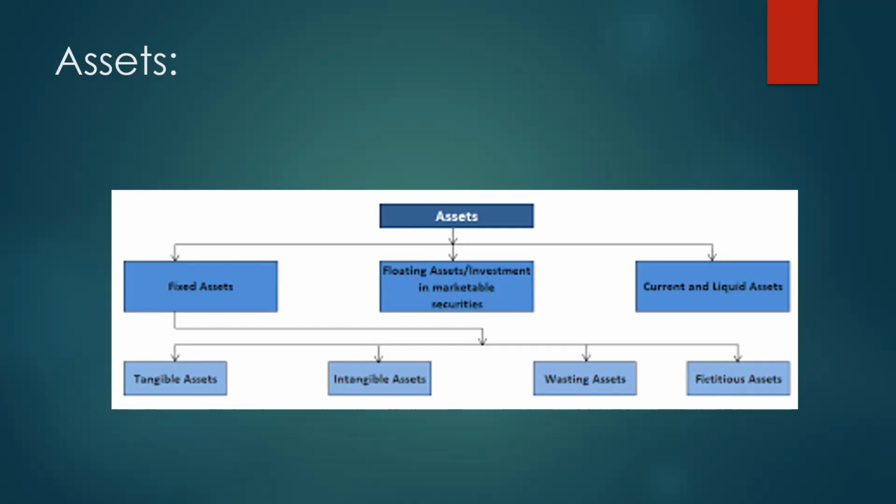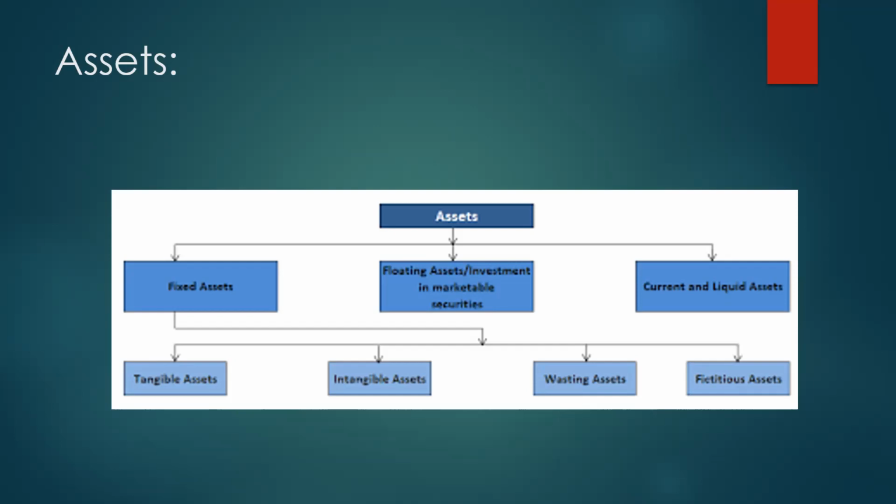And the third one is wasting asset. Wasting asset is one that gets exhausted or reduces in value when we use it. For example, natural resources like coal, oil, etc. And the fourth one is fictitious assets. Fictitious assets have no physical existence or realizable value, but the company shows them as a cash expenditure in the book of accounts. It has no resale value. For example, promotional expenses of a business and also the discount on issue of shares, etc.